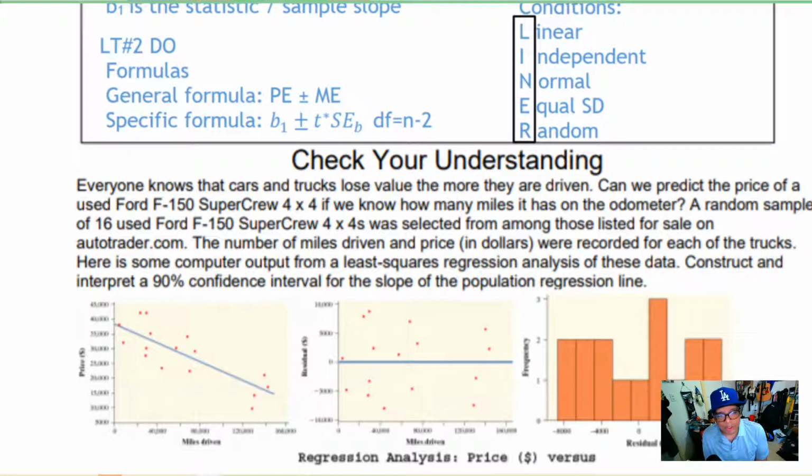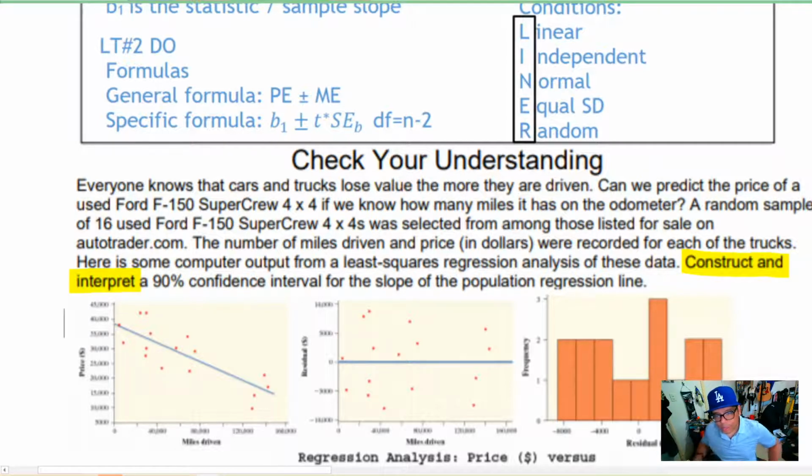Ford F-150 Super Crew 4x4 if we know how many miles are on the odometer. A random sample of 16 used Ford F-150 Super Crew 4x4s was selected from among those listed on sale at autotrader.com. The number of miles driven and the price were recorded for each of the trucks. Here is some computer output from a least squares regression analysis of the data. Construct and interpret a 90% confidence interval for the slope of the regression line.